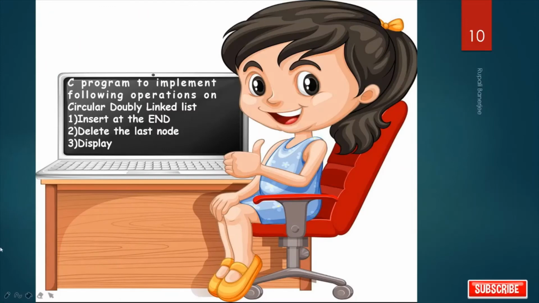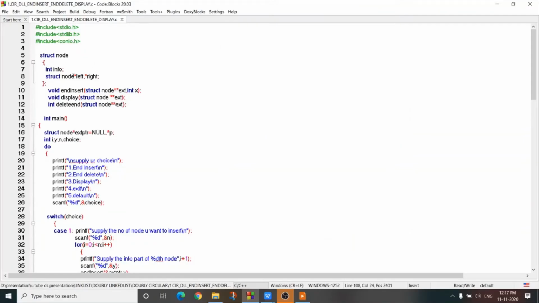C program to implement following operations on circular doubly linked list. First, insert at the end of circular doubly linked list, delete the last node from the circular doubly linked list and display the whole linked list. See the program first. So this is our program. This is node structure. These are required prototypes.